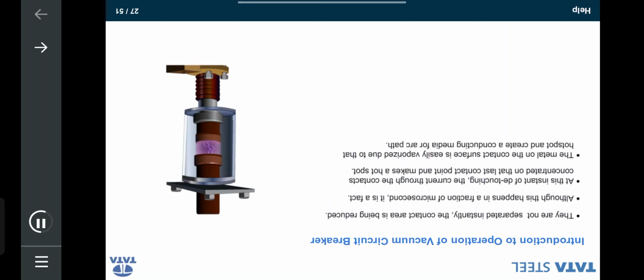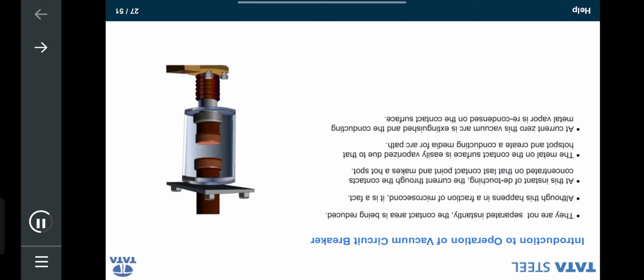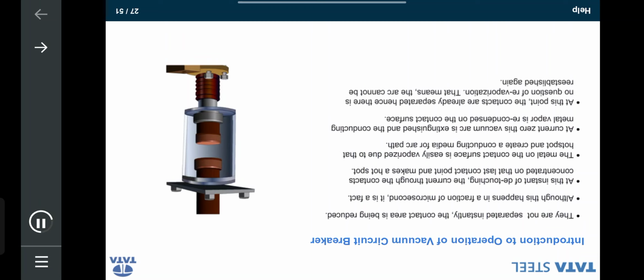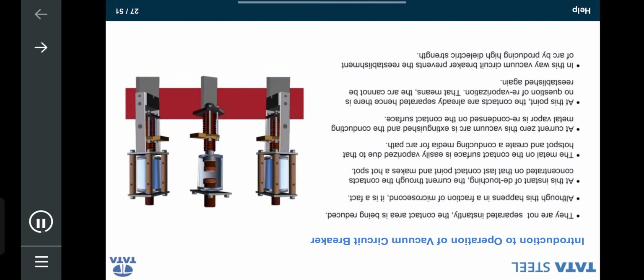Then the arc will be initiated and continued until the next current zero. At current zero, this vacuum arc is extinguished and the conducting metal vapor is recondensed on the contact surface. At this point, the contacts are already separated, hence there is no question of re-vaporization of the contact surface. For the next cycle of current, that means the arc cannot be re-established again. In this way, vacuum circuit breaker prevents the re-establishment of arc by producing high dielectric strength in the contact gap after current zero.